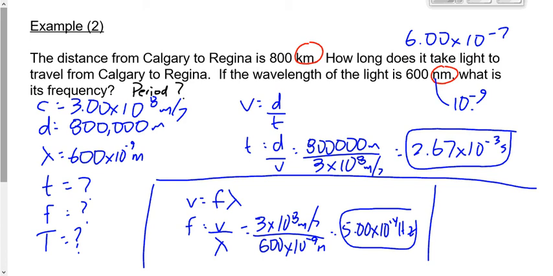5 times 10 to the 14. Help her out a little bit? Tim? Yeah, visible light. Visible light, remember, is 4 to 7.5 times 10 to the 14.